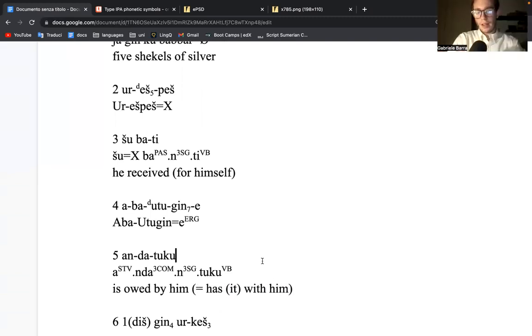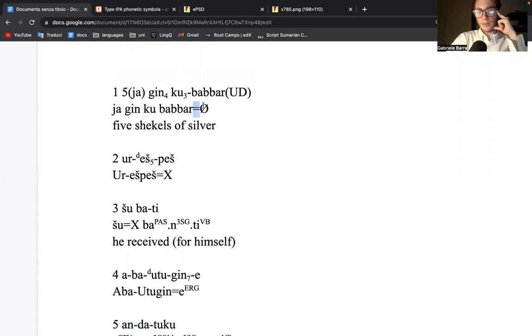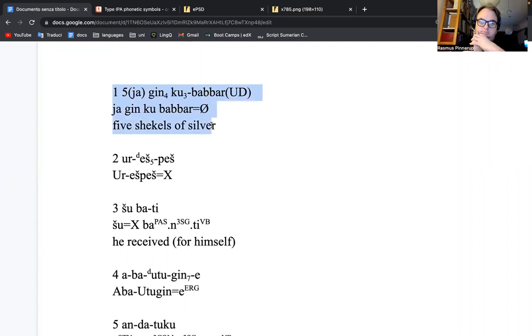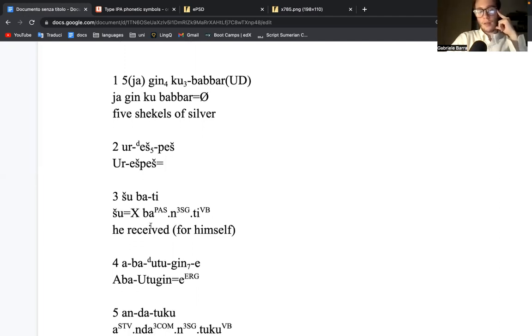Right. Okay. So the thing is, we have a nda, and we have a few unexplained cases. So this is the object, most likely 5 shekels of silver. So it is quite fair to have it in the absolutive, right? Yes. Then we have this Urashpesh, so the other person involved, which is in a grammatical case which probably has to be different from the absolutive. And we have a dimensional hint to, well, the comitative.